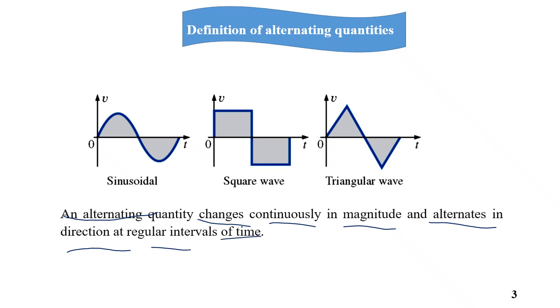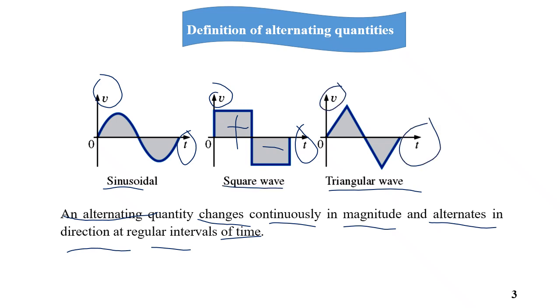We have three main forms of the alternating quantities: the sinusoidal, which is a sine or cosine wave, the voltage with respect to time, and the second is the square wave, also the voltage with respect to time. We have positive half cycle and negative half cycle. The third shape is the triangular wave, also voltage or current with respect to time. Half cycle is positive and the other half cycle is negative.